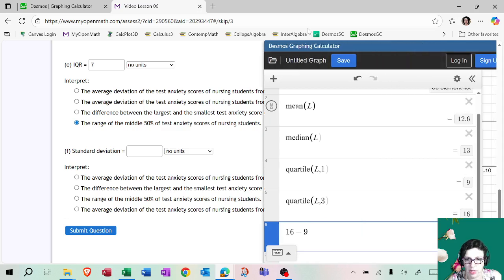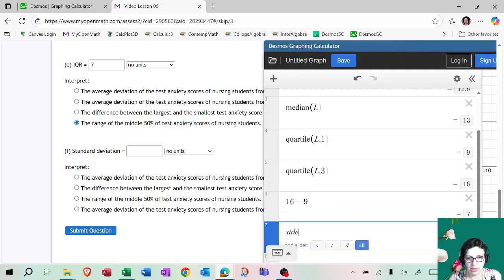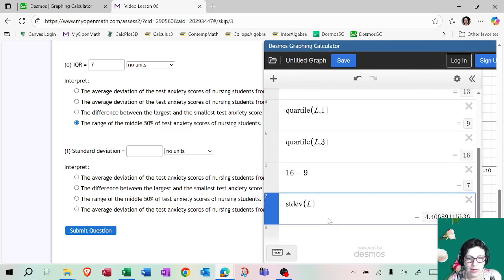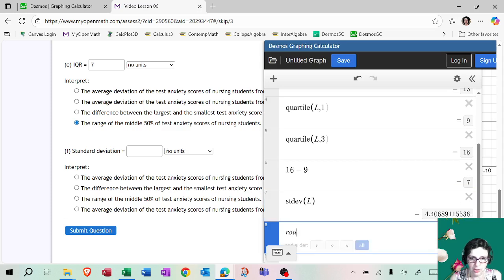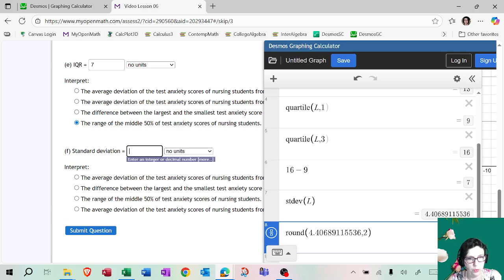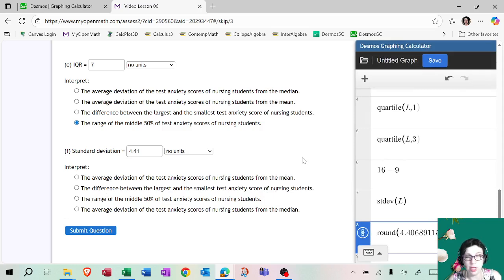And finally, standard deviation, which I actually forgot to compute, and that's just STDEV L. Now here I do need to round, so I can just say round, open parentheses, then let's just click on the number, paste that, a comma, and 2. So that would be 4.41. And how do we interpret that? Okay, so standard deviation measures deviation or spread of the data from the mean. So please make sure you don't choose the one that says the median, because that's not right. You are computing the deviation of the data from the mean on average. And that would be this one right here.